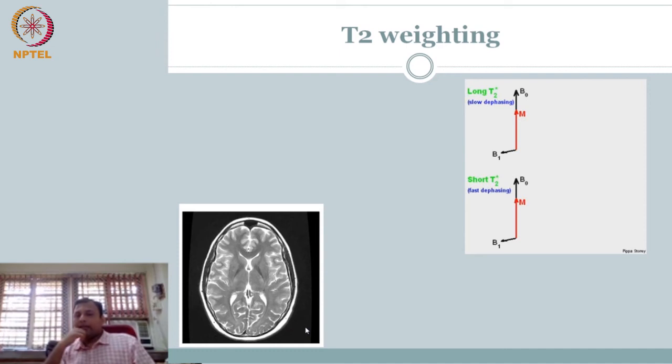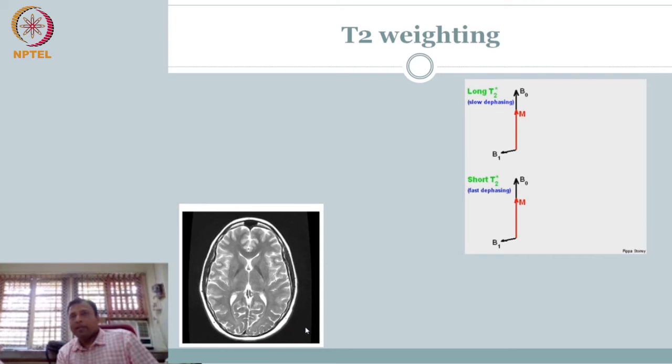So how do I get that? That means one thing is clear. If I don't allow too much time here, then I will not have a T2 effect. That is what we exploited in PD. We minimize the effect of T2. Here I want to maximize the effect of T2. So my T echo should be long enough so that I allow it to dephase. The signal should go down.